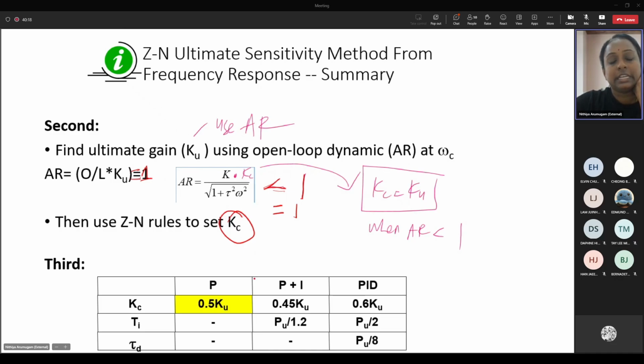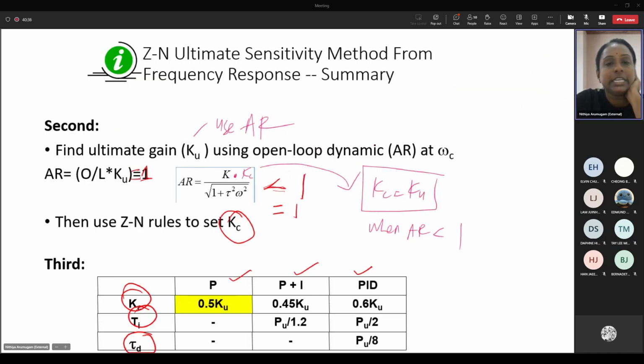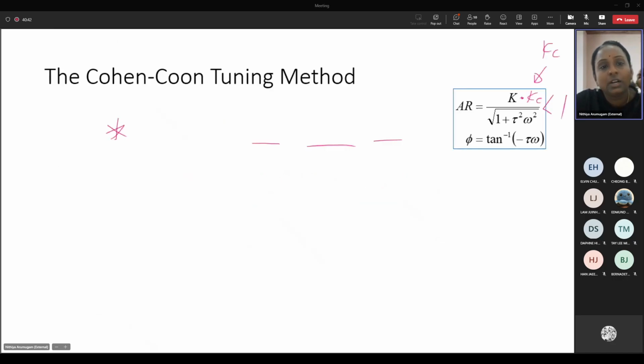And lastly, we need to calculate the Kc, tau I, and tau D based on the type of controller that we are discussing. The basic rule will be similar to the earlier one. Just now, the Ziegler-Nichols method is one of the tuning methods. The second method is the Cohen-Coon tuning method.